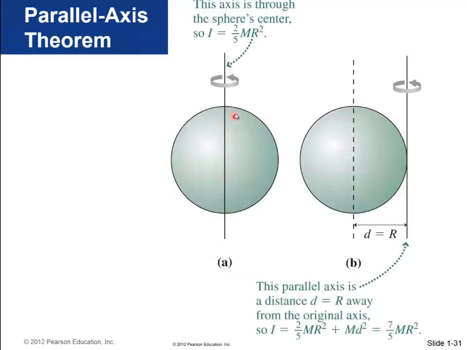So it looks like this. If you've got a solid sphere, rotating about its center is 2/5 mr squared. That's known from your table. What if you were asked the rotational inertia of a sphere rotated around its edge, an axis right touching its edge? Now the distance d of this axis from the old axis is equal to capital R, so it's going to be 2/5 mr squared, the original rotational inertia, plus m times d squared, or m times r squared. So you've got 2/5 plus 1, which is 7/5 mr squared.